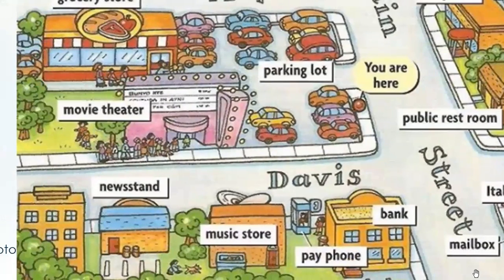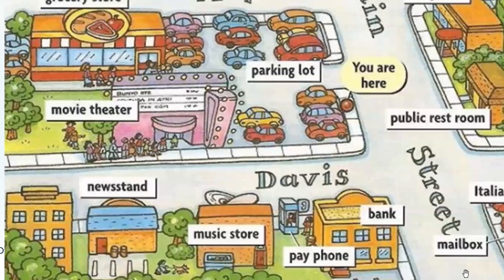Answer, Kenya. Options. It's between the bank and the music... Okay, option one. Mention the place, the music store. It's between the newsstand and the other bank. Okay. Second option for the music store.